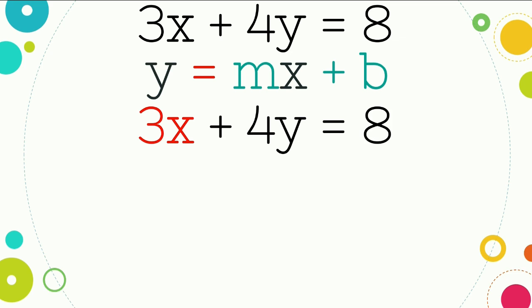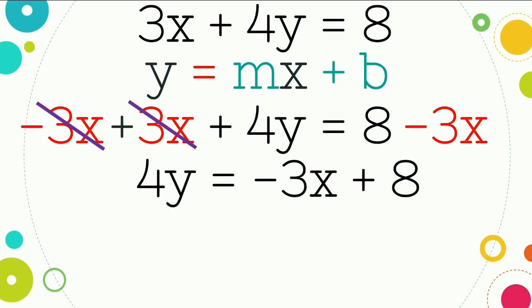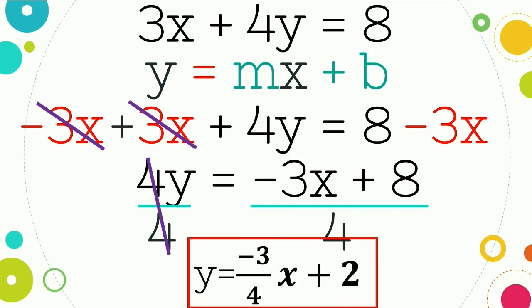We have to get the opposite of positive 3x, which is negative 3x. Add negative 3x on both sides, then cancel negative 3x plus 3x. We will have 4y equals negative 3x plus 8. Then, divide both sides by 4. Therefore, we will have y equals negative 3 over 4x plus 2.